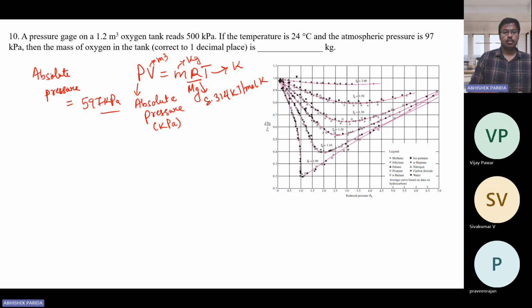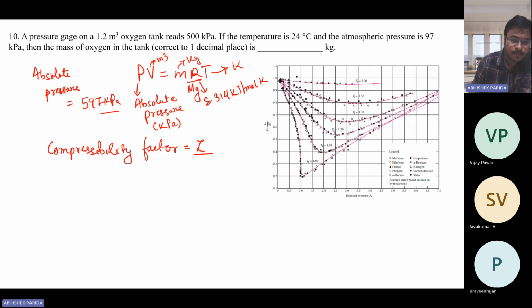So, can you solve this question? Without considering the correction factor, with m equal to PV by RT, if we substitute here, it is 9.284. But you have to get Z. No, that is what I told you. You have to find out the compressibility factor. That is why I gave the chart. How to find out the compressibility factor? You need to find out PR and TR.